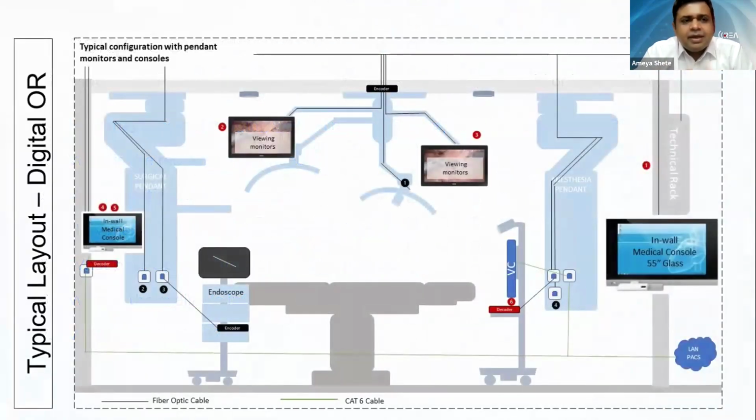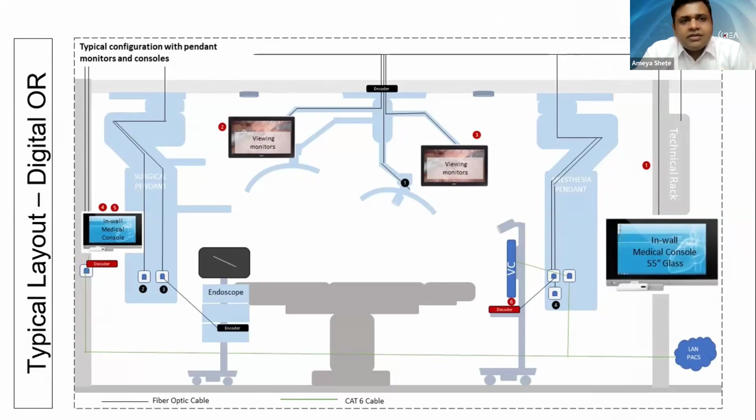So this is a typical 2D layout that I'm showing you. You have an in-wall medical console here. You have different sources which are connected here, viewing monitors which are medical grade, in-wall medical glass consoles. This is how the cabling is done. You have patch panels on the pendants. You have a VC trolley, that is a video conferencing trolley, which has an encoder, decoder, all of that. So this is a typical layout that you could see for a digital OR.